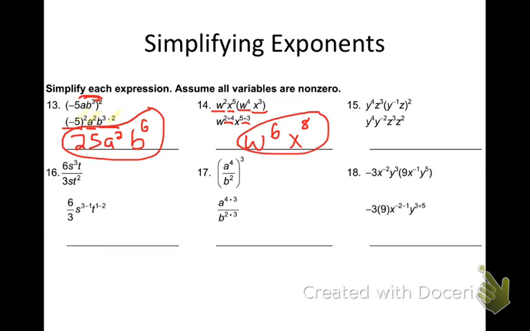Okay. 15. Same idea here. When I'm multiplying, what do I do with exponents? Oh, sorry, before I do that, my bad. Notice here, I have parentheses with a 2 on the outside. What do I want to do with that 2? I want to distribute that 2 to the exponents on the inside of the parentheses.